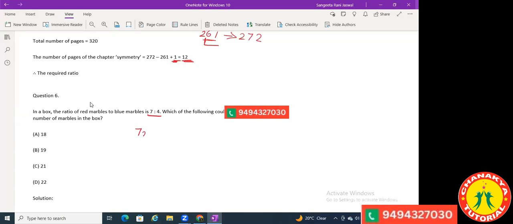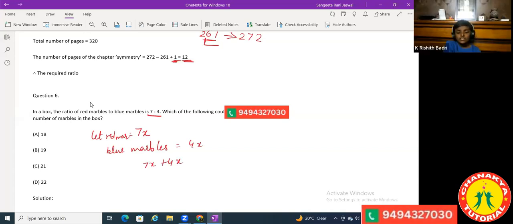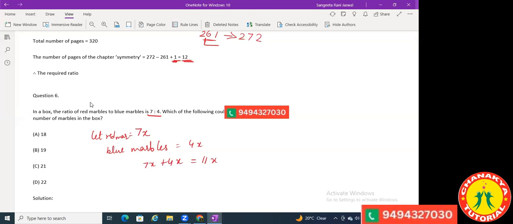So the ratio is some multiple of the number. Let the red marbles be 7x and the blue marbles be 4x. What can I do? 7x plus 4x gives me 11x. Now that means this x is some multiple of 11.